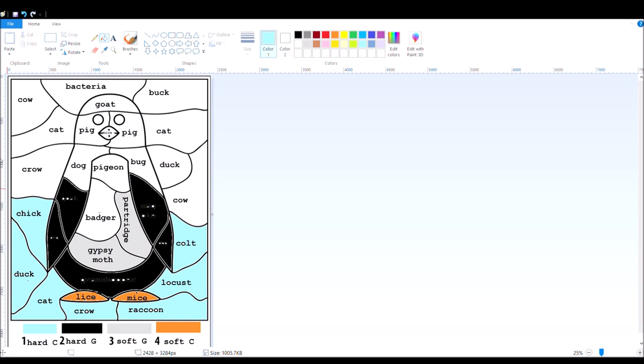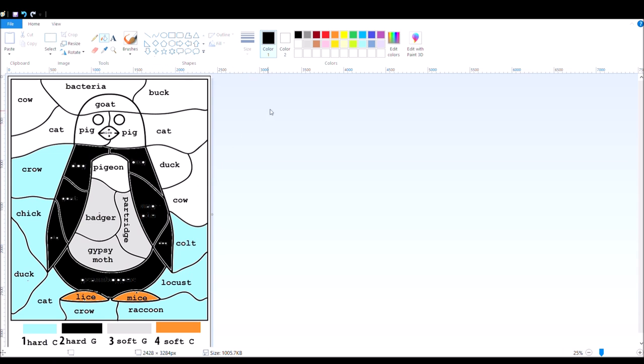Alright, going back to the beginning, we have crow, C-R-O-W. The C is followed by an R and not an I, E, or Y, and is therefore blue. Next one is dog. The G is not followed by any letter, and is therefore hard and black. Badger, badger. The G is followed by an E, therefore soft and gray. Next one is bug. The G is followed by no letter. It's therefore hard and black.